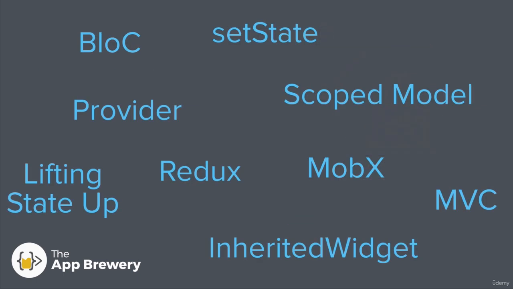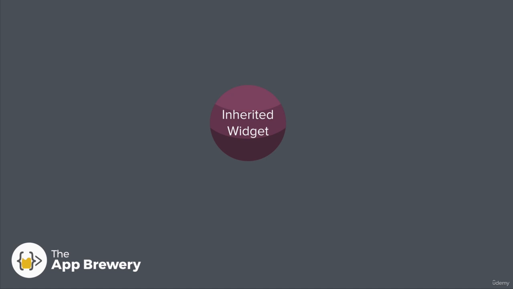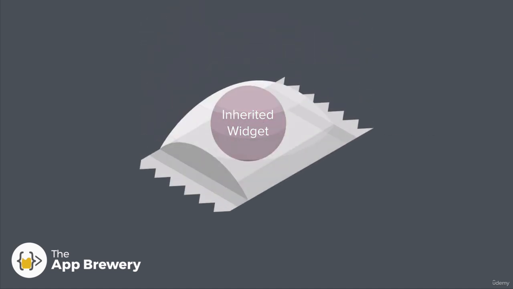Out of all of these different ways of managing state, there is one where we use an inherited widget. Now, an inherited widget is basically a widget that allows us to pass data down the tree without having to rebuild the intervening parts of the tree. So that sounds kind of familiar, right? That's kind of how Provider works. Essentially, the Provider package is just a wrapper around the inherited widget.